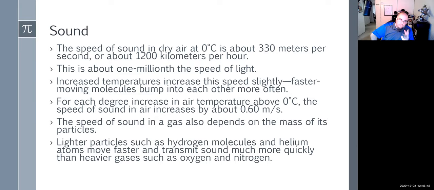Now, you guys aren't going to have to memorize the specific changes in temperature, so don't freak out about that. But it's really interesting to think about. So that means if you have a thunder and lightning storm outside, right? If it is a warm summer day, the sound is going to reach you faster than maybe a winter storm, because the temperature is different, right?